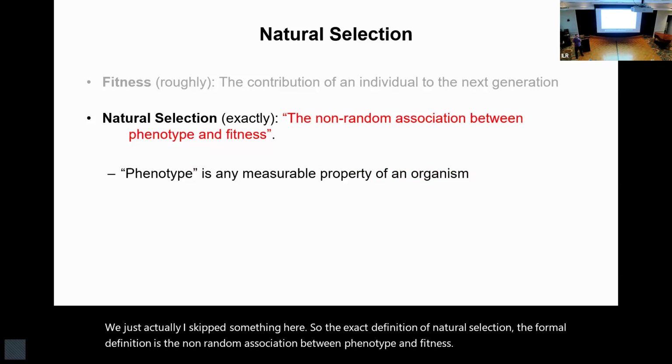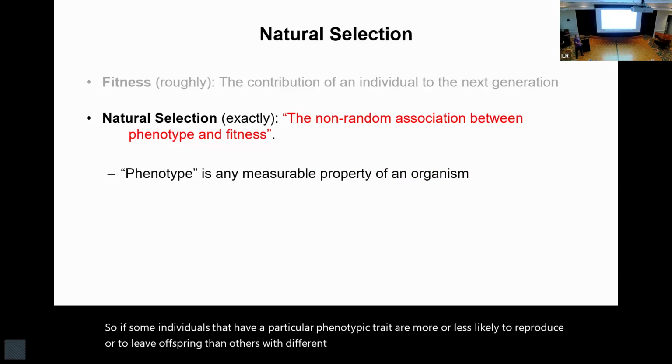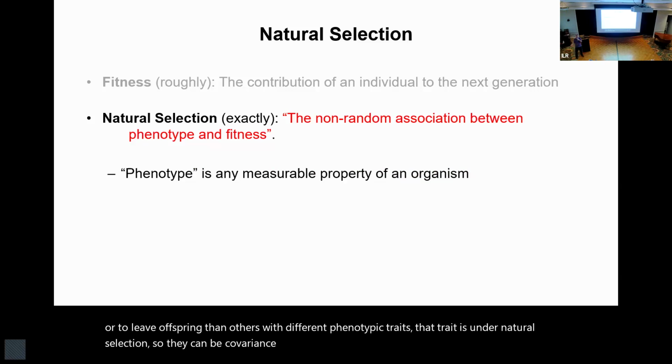So if some individuals that have a particular phenotypic trait are more or less likely to reproduce or to leave offspring than others with different phenotypic traits, that trait is under natural selection. So the covariance between phenotype and fitness is the formal definition of natural selection. So far, so good.